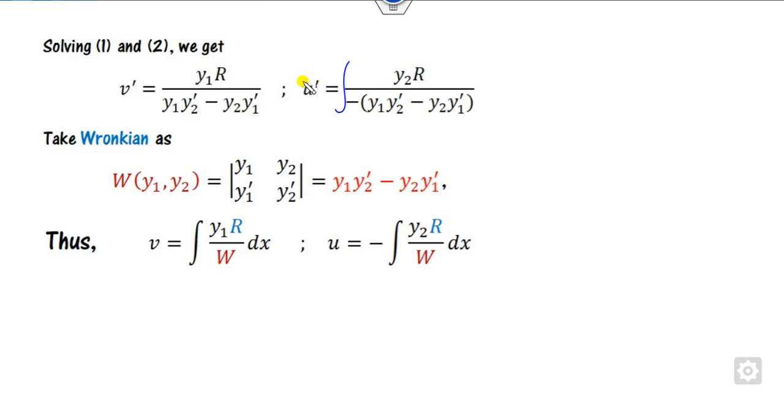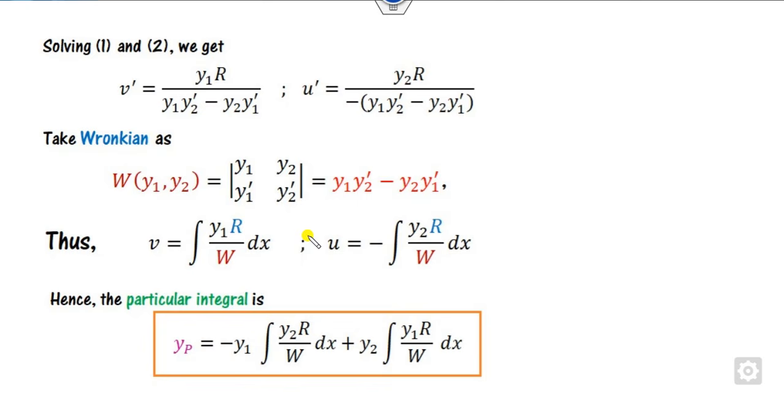I can integrate on both sides. So what will happen? This is nothing but my v, which is y1 r by W dx. Once you find u and v, you can substitute these values, and you will get the particular integral here.